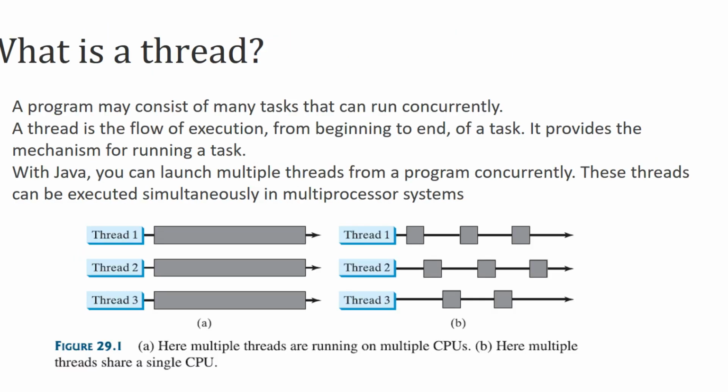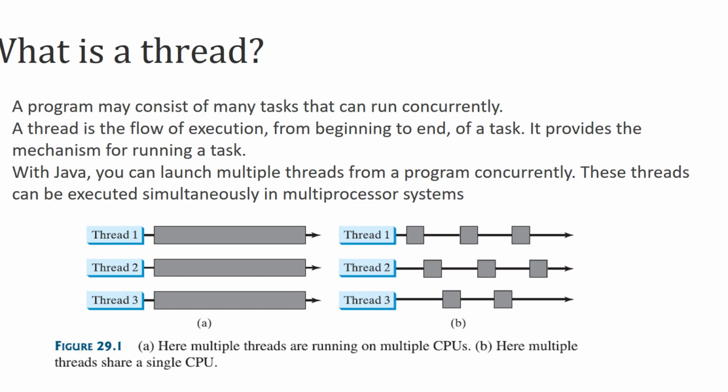Okay, now a thread itself is represented as a part of a process. So for example, what is a thread? If someone asks you, you can say a program may consist of many tasks that can run concurrently. A thread is the flow of execution from beginning to end of a task. It provides the mechanism for running a task. So the thread defines how the task runs.